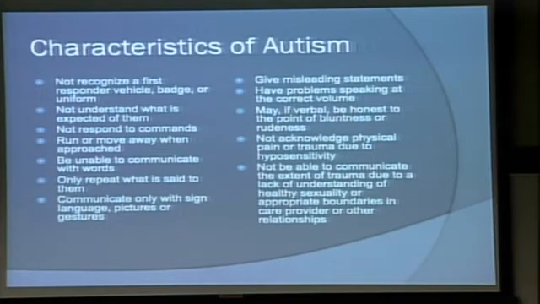They may not be able to talk, to communicate with words. They may only repeat back what is said, sort of like Rain Man, you know, repeat things back. Communicate only with signs, languages, pictures, or gestures. Give misleading statements. Have problems speaking at a normal volume. Yell at you, or very quiet.